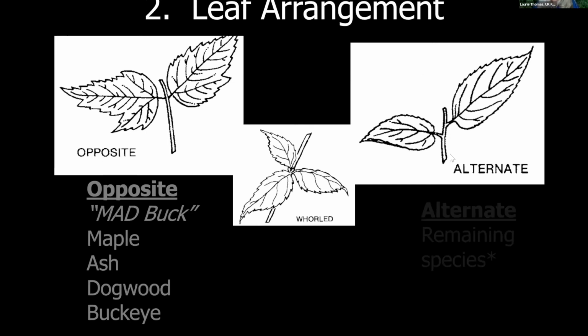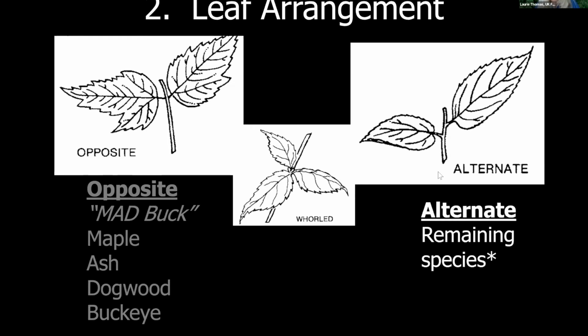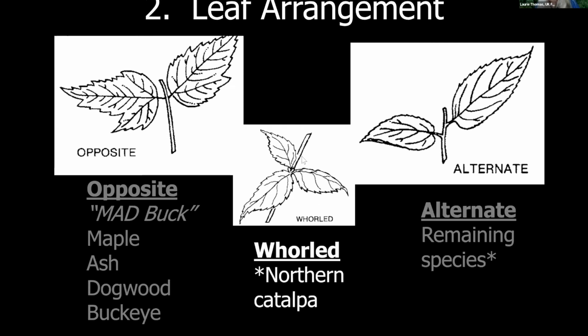Now, all the rest of them are going to be alternately arranged. So a lot more of our trees have alternately arranged leaves. And these are leaves that are staggered along that twig. As you can see, they're not right across from one another. And then we do have one that is whorled, and those leaves grow around that twig. The one we find here is our northern catalpa, and it's not found all over the state. But here in the bluegrass area, it's the tree that has those long, thin seed pods that are out right now. They're very long and straight, not the curved ones, but the long, thin, straight seed pods. That's from the northern catalpa.